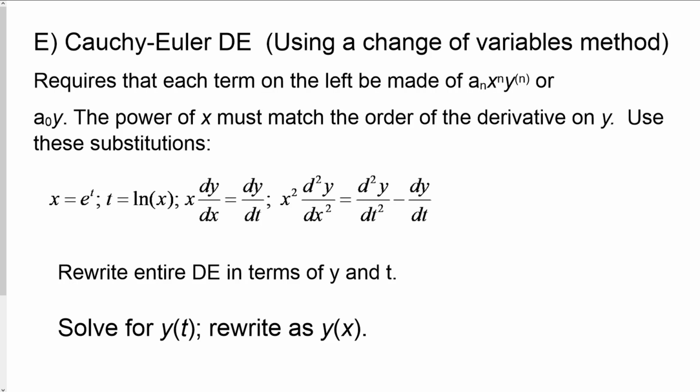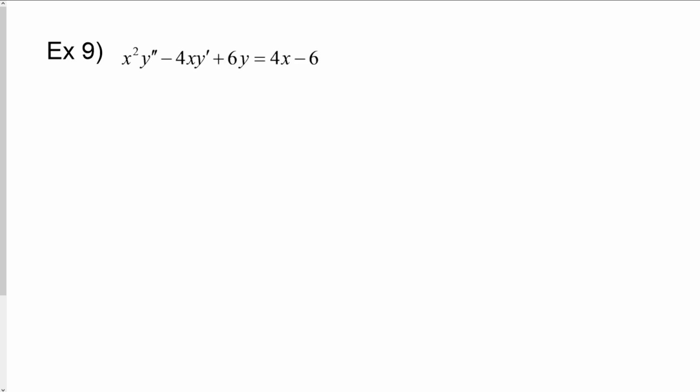Right, so I really like this technique, and I'm going to use this technique on example 9. Okay? All right, so the substitution, x equal e to the t, I always like to write that down because otherwise it's hard to follow your work. All right? So the left side, x squared y double prime, now becomes second derivative of y with respect to t minus dy dt. So that's the first term. So that replaces x squared y double prime.